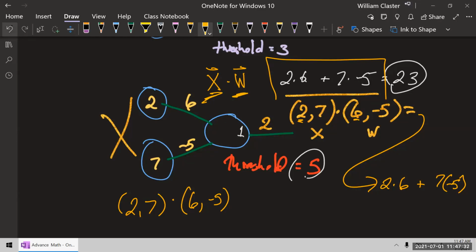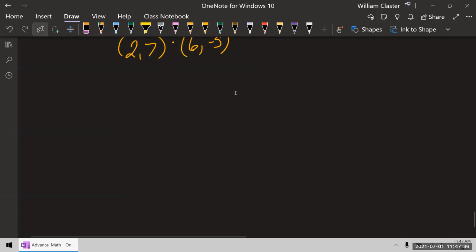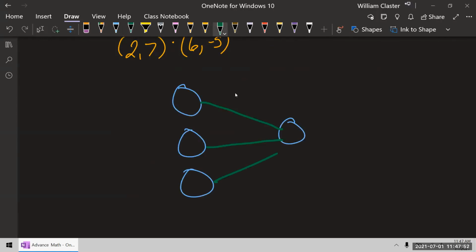Okay, now let's try another one. Let's try this one. We have 3 inputs, and let's say we have 3 weights: 2, -5, and 4. Okay, those are the weights. And let's say the threshold is 5. Let's try some values for the inputs: we have 2 and 6 and 3. So what is the X vector?